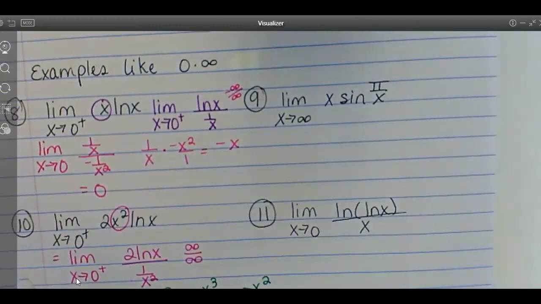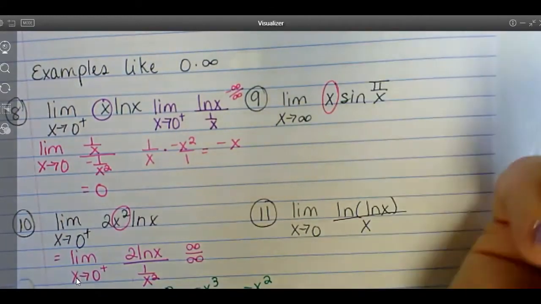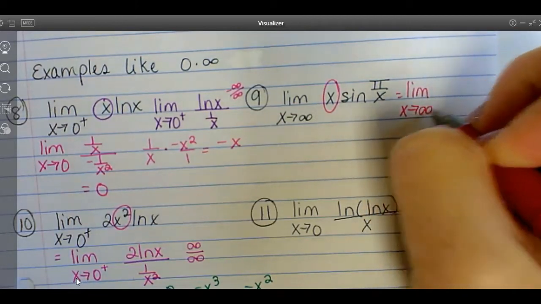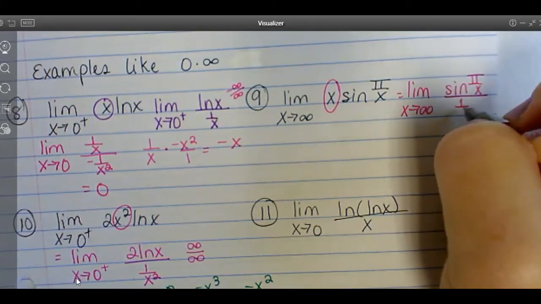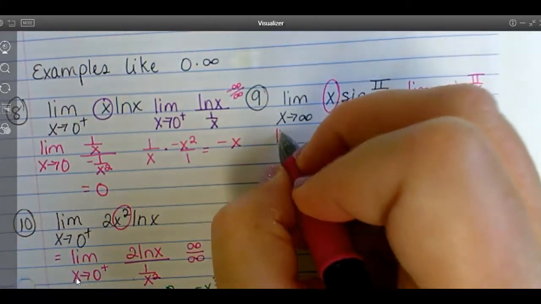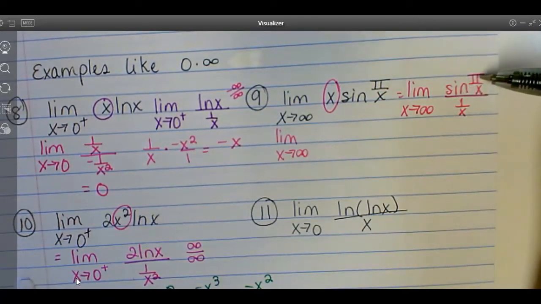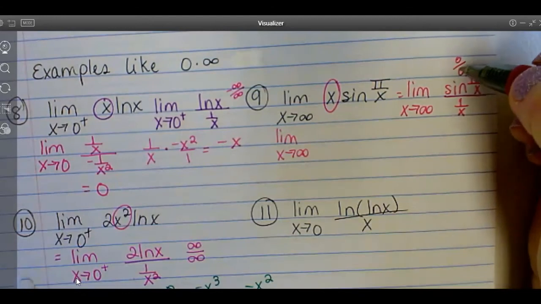Okay. Number 9. So number 9 is a very similar problem. What we're going to do is we're going to take this x and move it to the bottom. So we're going to make it sine of pi over x over 1 over x. Alright, so here we have sine of pi over infinity. Well, pi over infinity is like 0. So sine of 0 is 0. 1 over infinity is 0, so we've got 0 over 0.